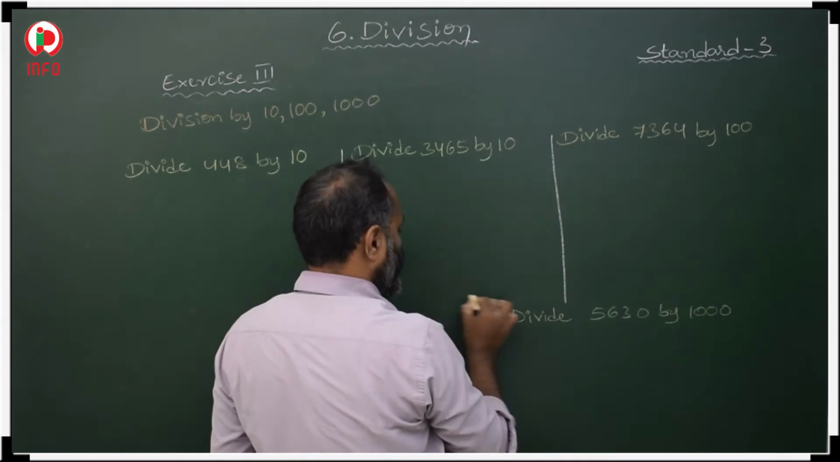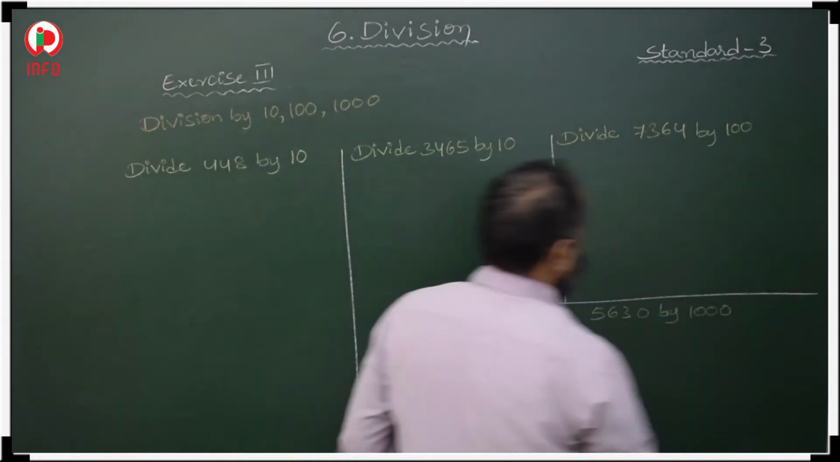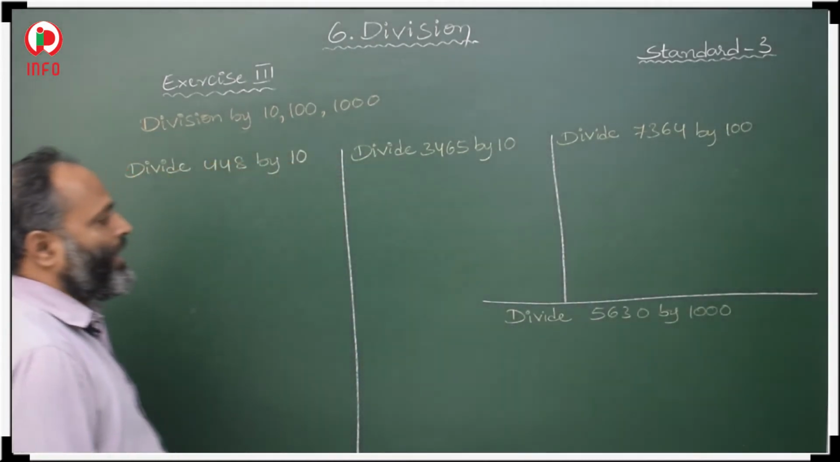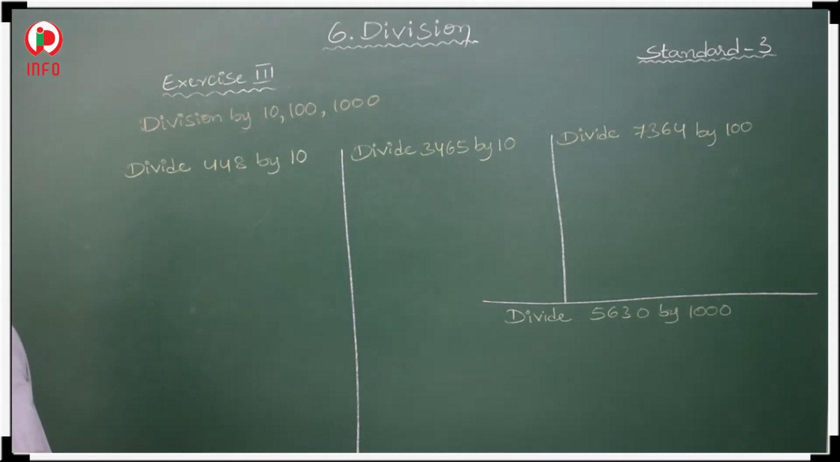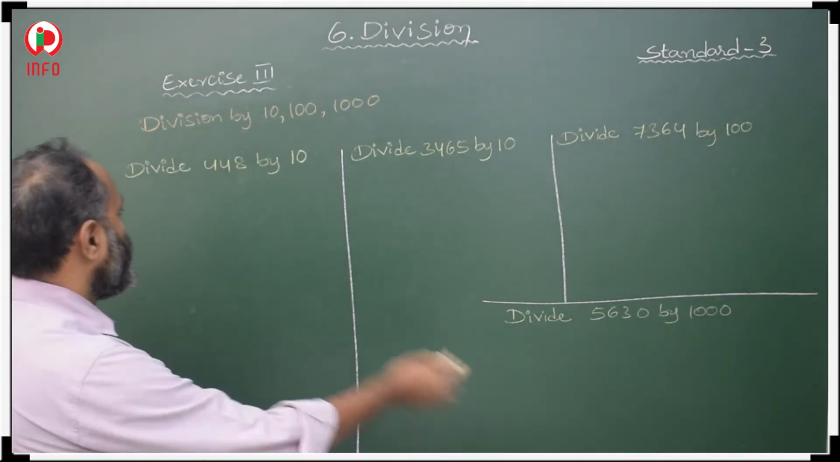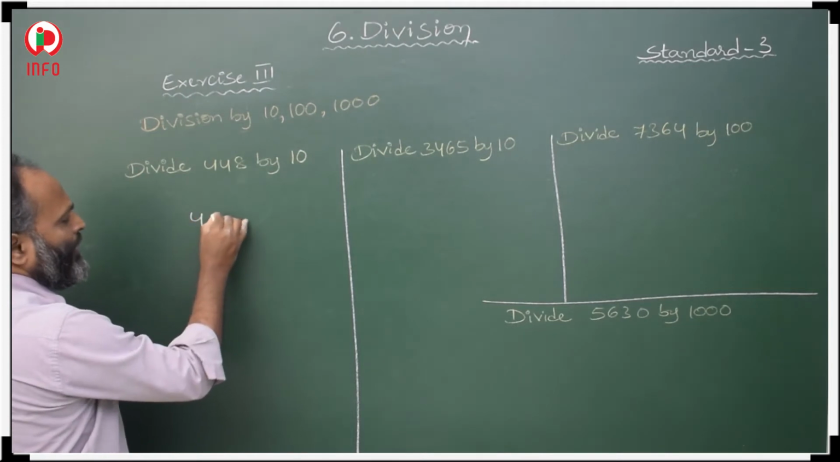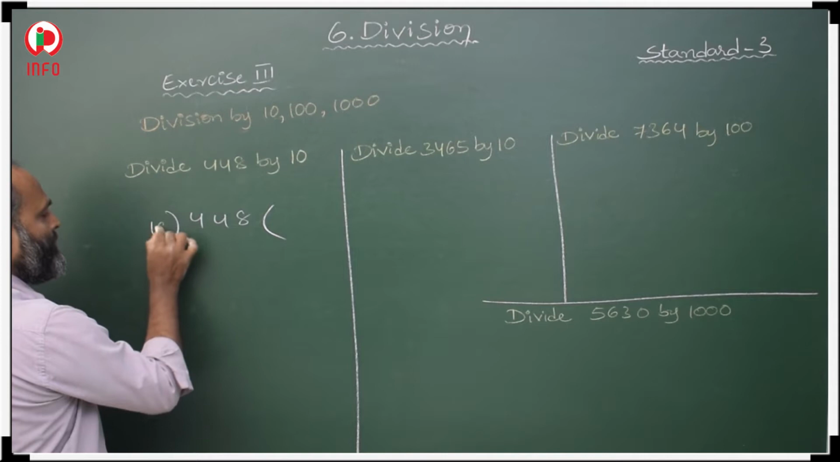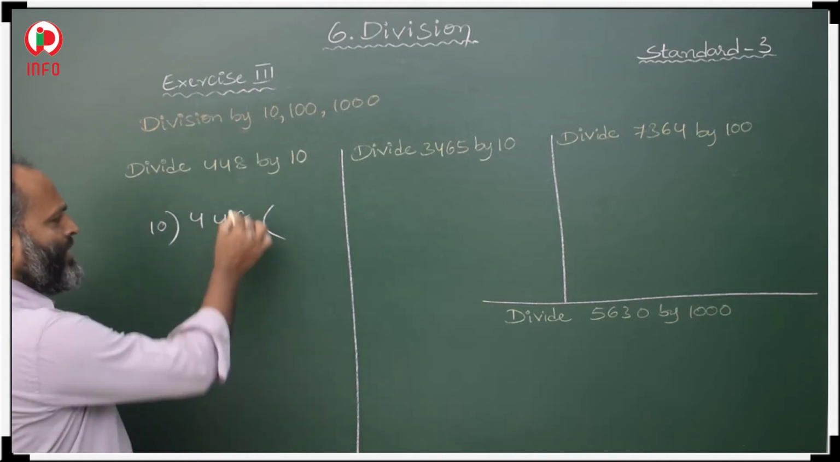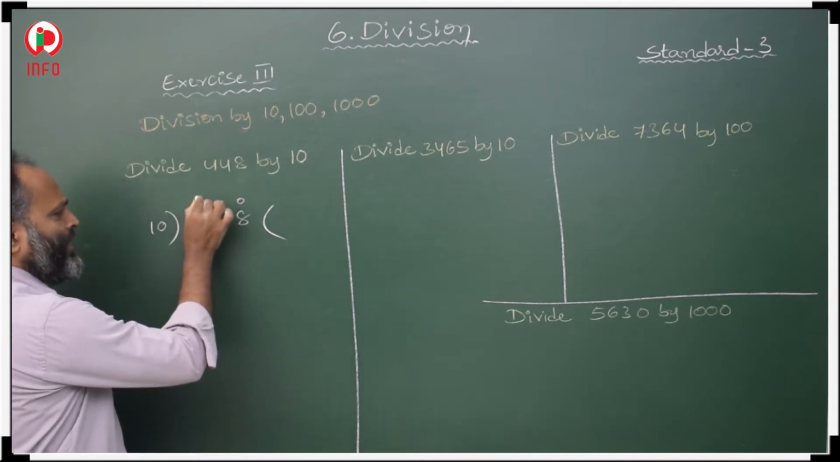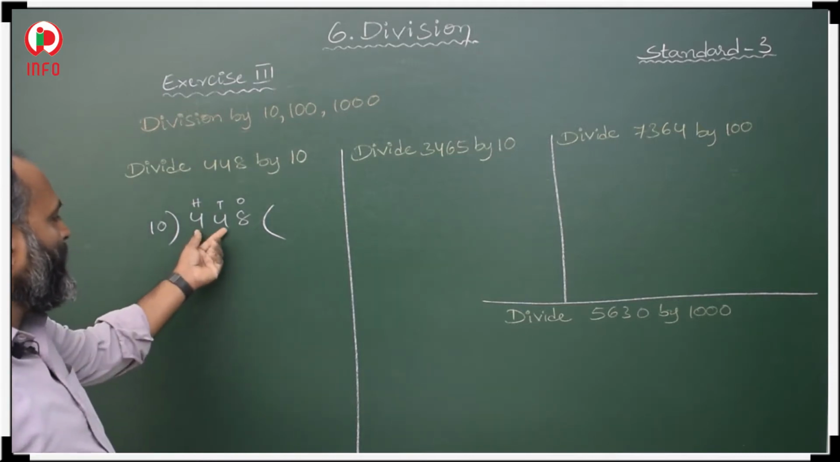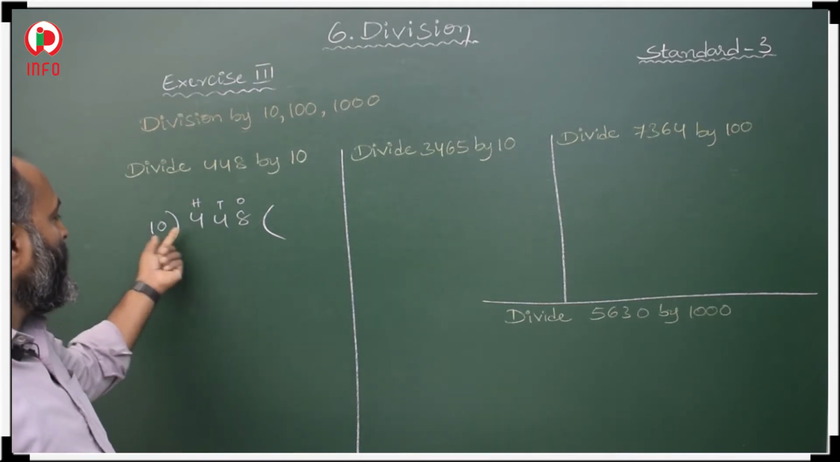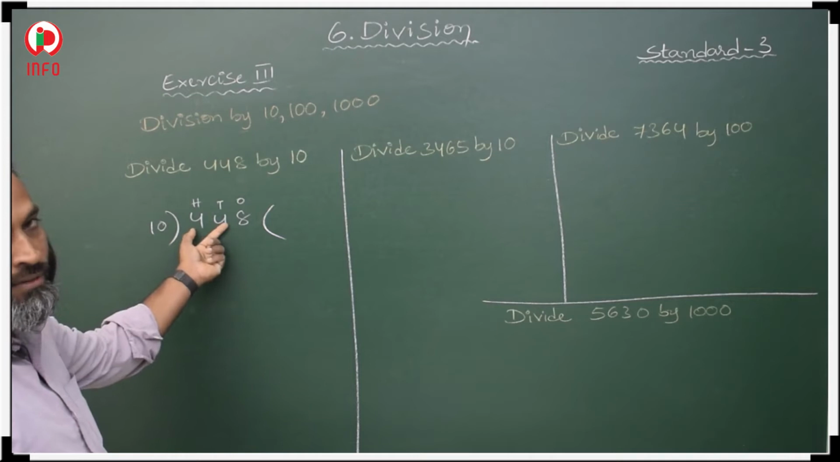Two questions we have to divide by 10, one is divided by 100 and the other is divided by 1000. First, we have to divide 448 with 10. This is ones, tens and 100. First, we have to take 44. Here a 2 digit number is there, so we take 2 digits, 44.